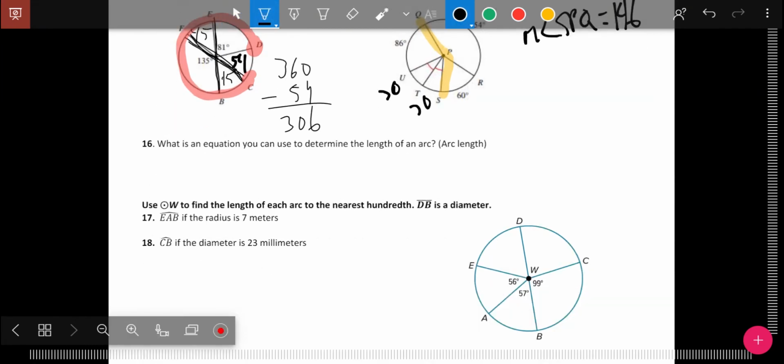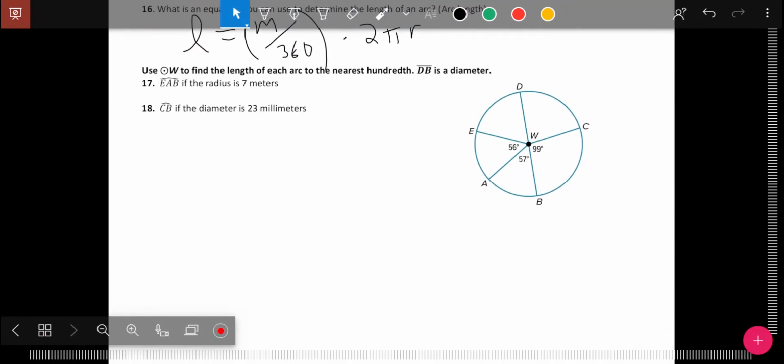Make sure you have this equation. Arc length, that's an L for arc length, is the measure of the angle divided by 360. I usually will put that in parentheses if I'm using a calculator, times the circumference, 2 pi r. And that's the formula I want to use for 17 and 18.